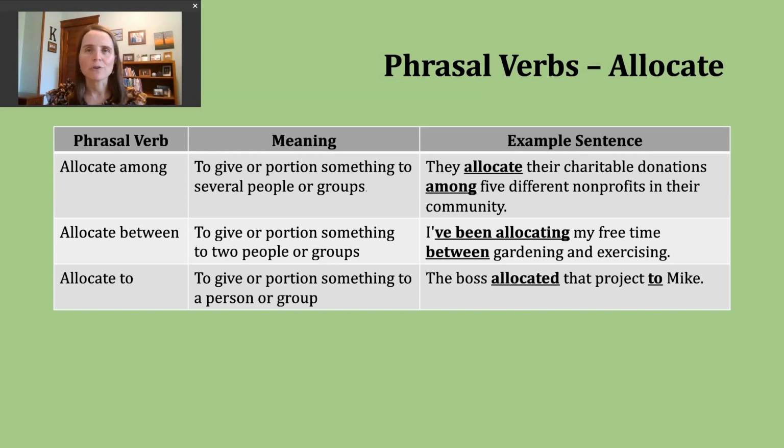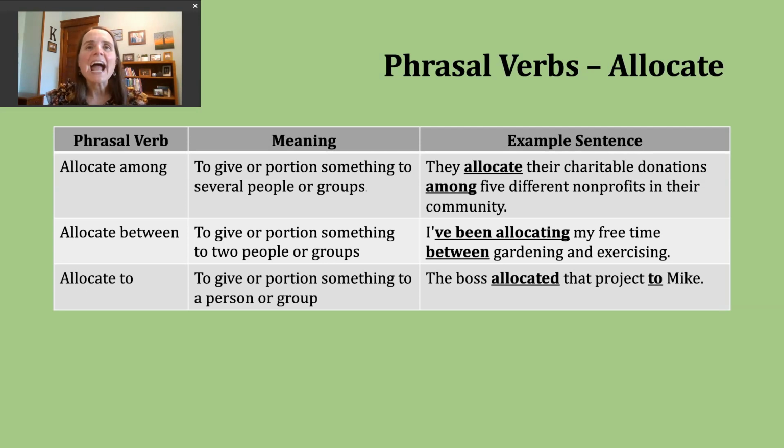Our second phrasal verb is to allocate between. Again, our meaning here is we're giving or we're portioning something off, but here, the reason we use between is we're talking about either two people or two groups. An example of this: I've been allocating my free time between gardening and exercising. Okay, so these are more like two activities, right? But these two things are getting or receiving my free time.